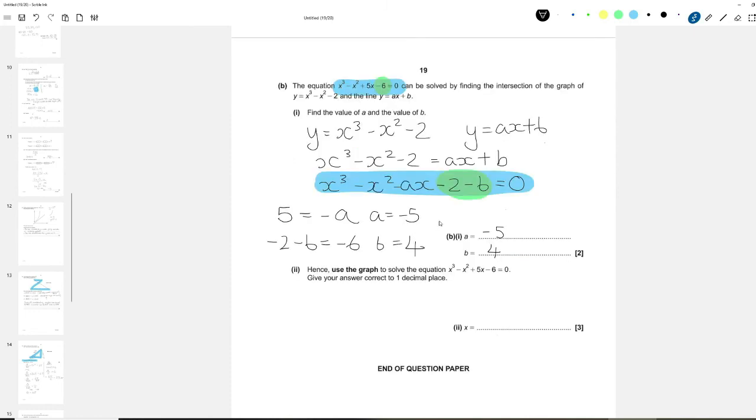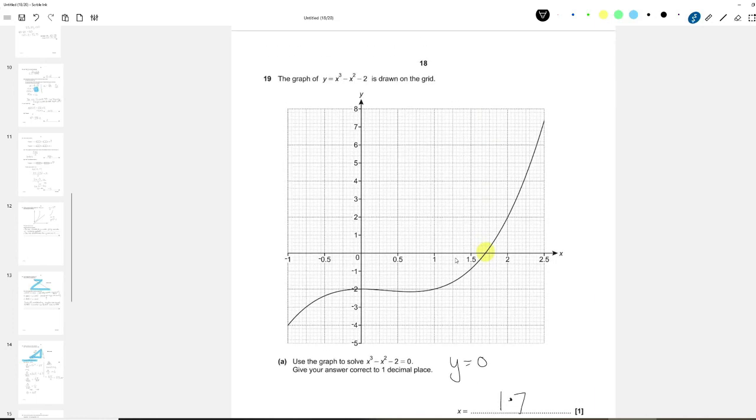Part B. Hence use the graph to solve the equation. Give your answer correct to 1 decimal place. So I need to draw the graph of y equals minus 5x plus 4 on my graph. Minus 5 means it's a gradient of minus 5, and plus 4 means it's a y-intercept of 4. So if I start plotting a couple of my points, I know it's going to cross at positive 4, and then for every one across, the gradient means it will go down by 5. So my next point would be here. I'm going to draw that, and then continue the line because I know it's linear.